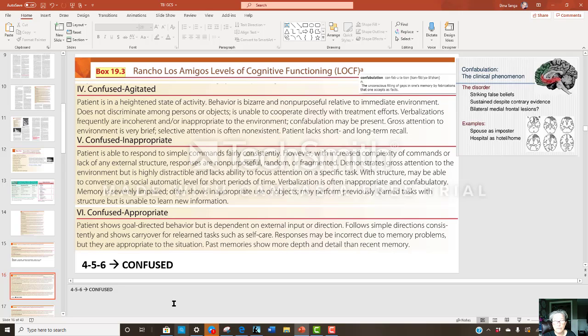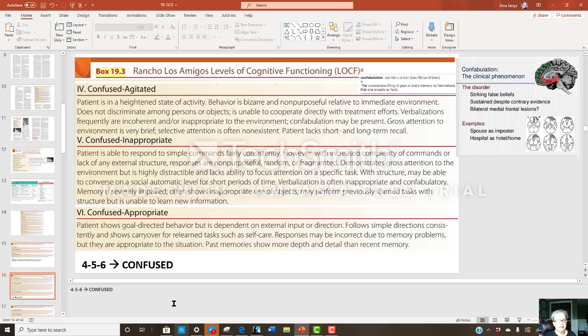Verbalization is often inappropriate. They may say inappropriate sexual stuff to you. They might think the nurse is a spy coming in to kill them with the medication. That's confabulation. Confabulatory. They can't remember what they had for breakfast or lunch. Memory is severely impaired.